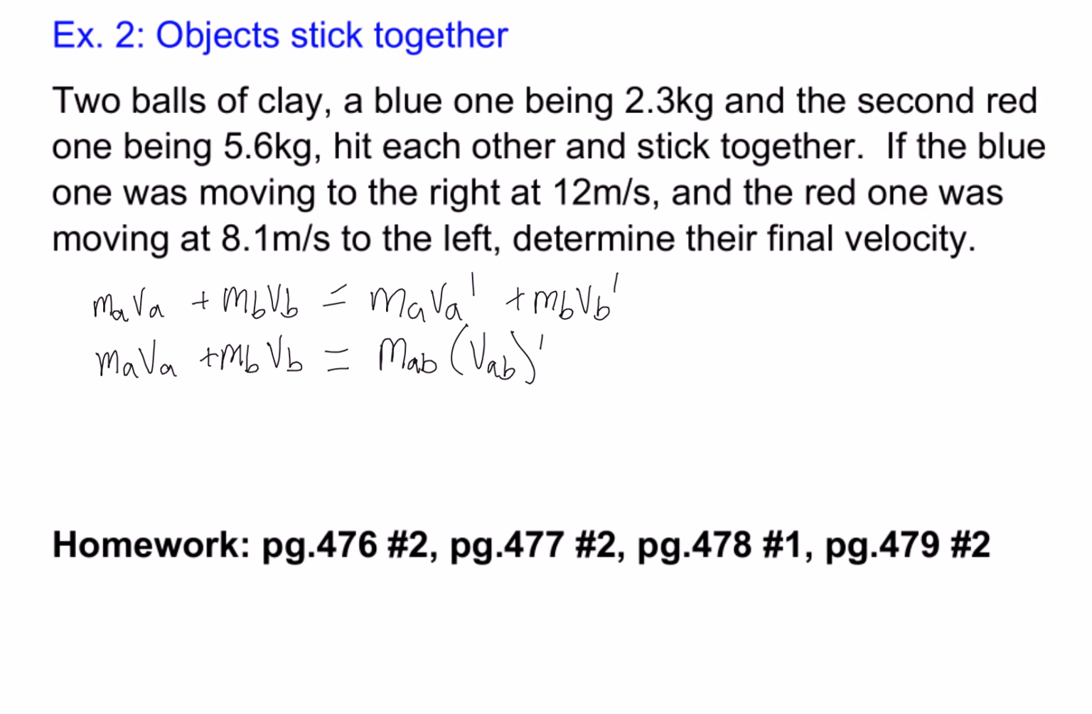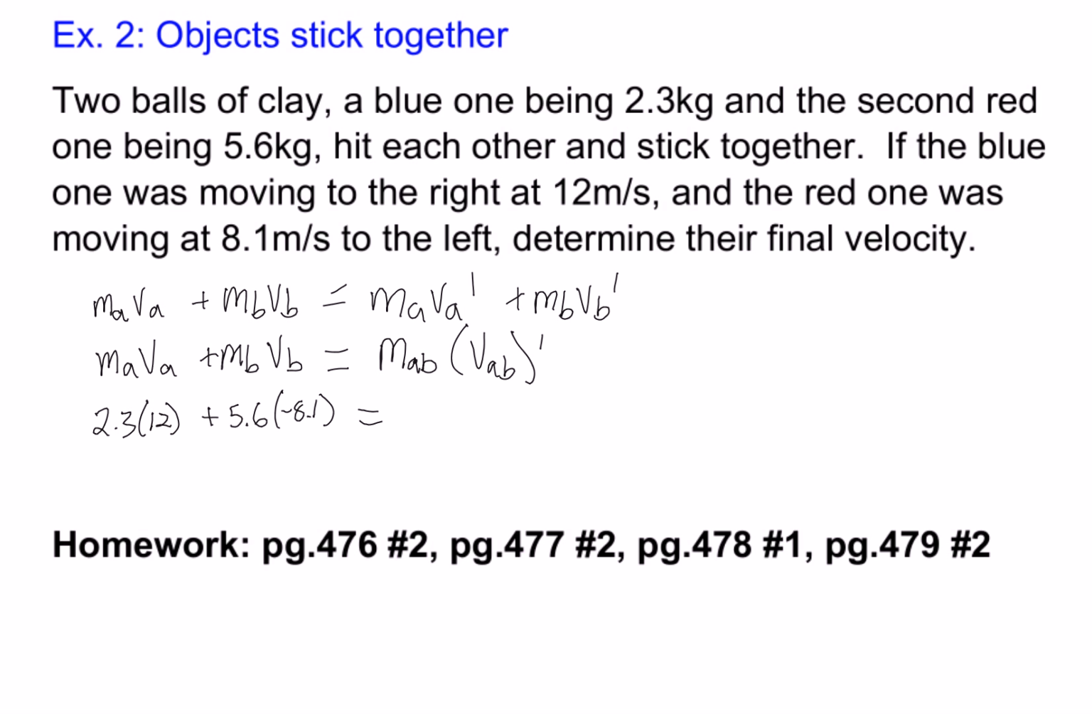So in this case, let's be careful. So we've got a blue one that's 2.3. And it says it was moving to the right at 12. So 2.3 times 12. Then it says we got a red one that is 5.6. And it was moving to the left at 8.1. So we're going to put that in as negative. So be really careful with the positive and negatives.